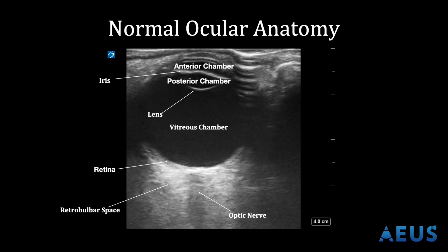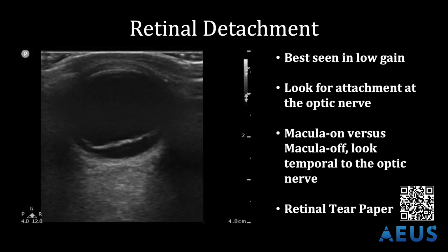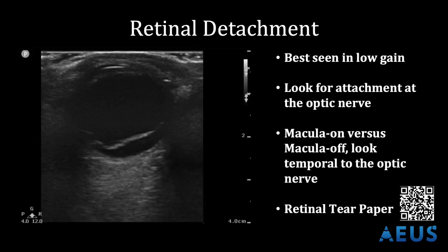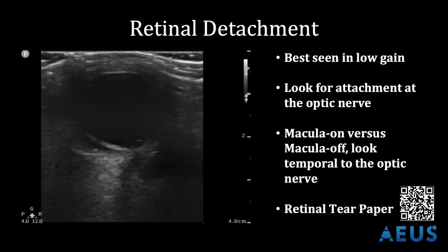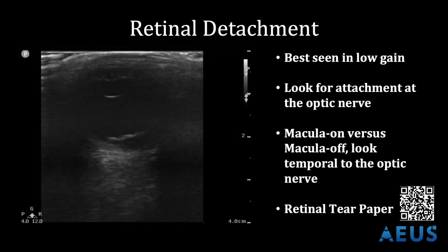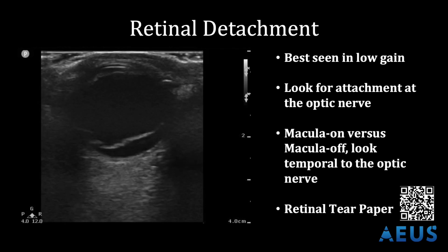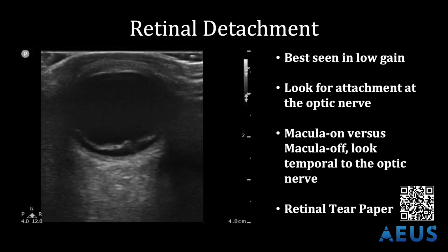There are many pathologic conditions that can be identified with ocular point-of-care ultrasound, and we will review many of them. A retinal detachment can be seen on ocular POCUS, and it appears as a medium thickness flap that is tethered to the optic nerve, as you can see in this clip. It may be visualized with average gain, but decreasing the gain may help distinguish retinal detachment from a vitreous detachment.